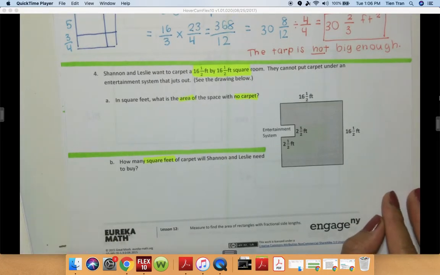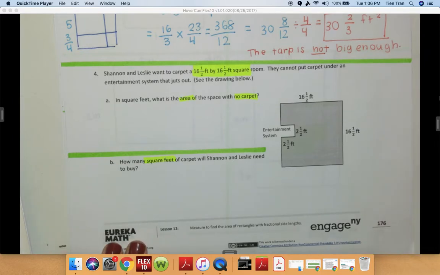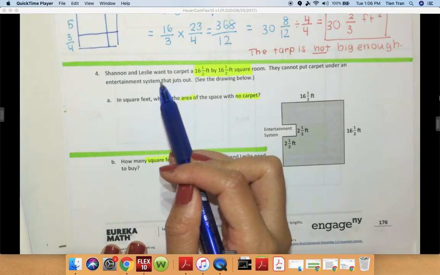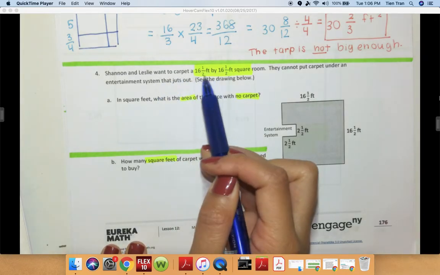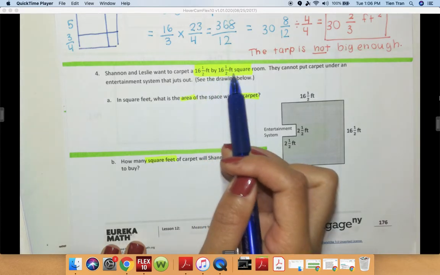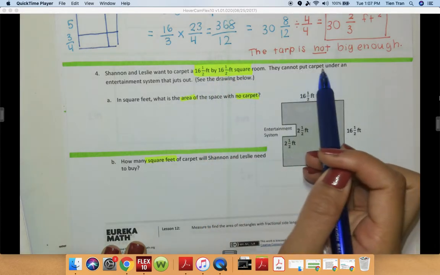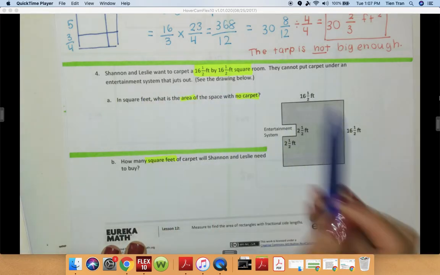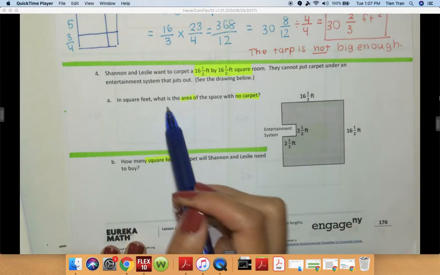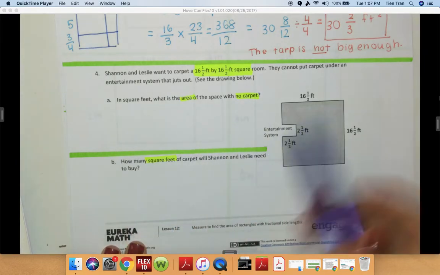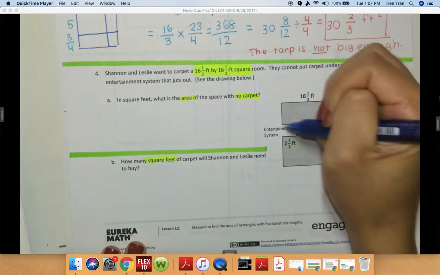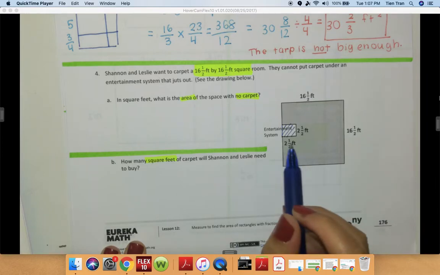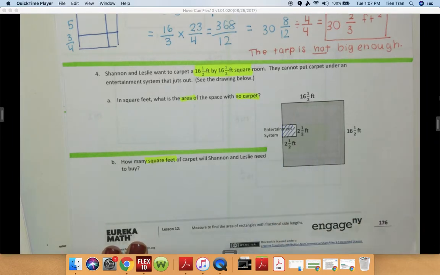Problem 4 says Shannon and Leslie want to carpet a 16½ feet by 16½ feet square room. They cannot put carpet under an entertainment system that juts out. See the drawing below. This is the drawing. In square feet, what is the area of the space with no carpet? So I'm measuring this measurement right here. So I'm going to draw lines for you guys to see. That's what I am figuring out right now. What is the area where there can be no carpet?